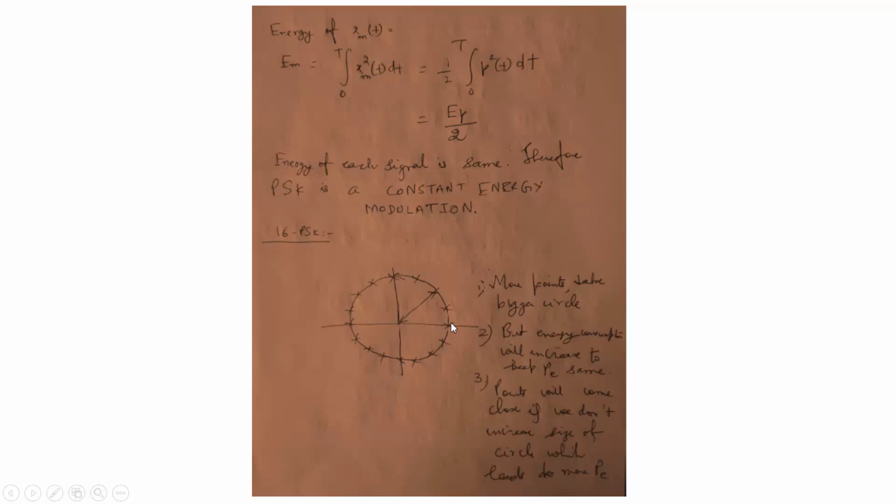Why are these points on the circumference of this circle? Because it is a constant energy modulation technique. All the points will have the same energy. Energy is proportional to the square of the distance from the origin to the point. So since it is constant energy, every point will find its locus on the circumference of the circle, and that represents the same energy modulation technique. If we want to include more points in the constellation diagram, we need to take a bigger circle so that the distance between the points remains the same. Or if we keep the same radius of the circle and take more points, the neighboring points will come closer to each other.